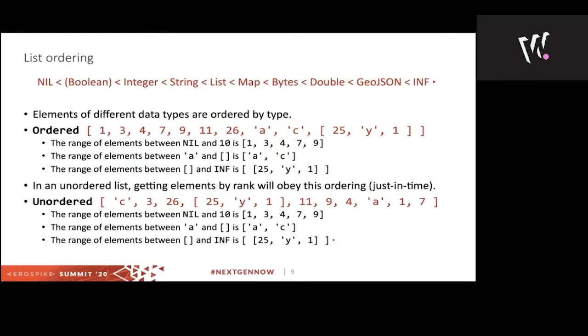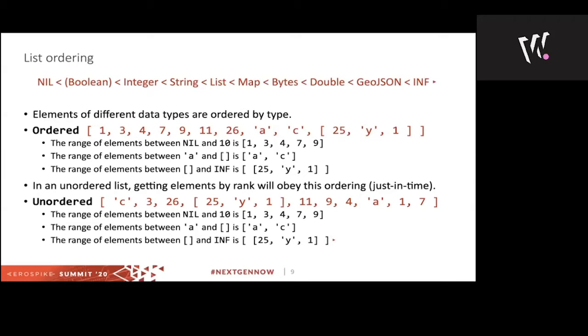Now let's look at list ordering. What if you had a list with different elements in it of different data types? So the order, basically, the lowest order is nil, which is a singleton. It's not really a value that Aerospike uses. Aerospike doesn't need nulls. There are no placeholders like you would need in a strict two-dimensional table in the relational model. You don't need something holding the space.